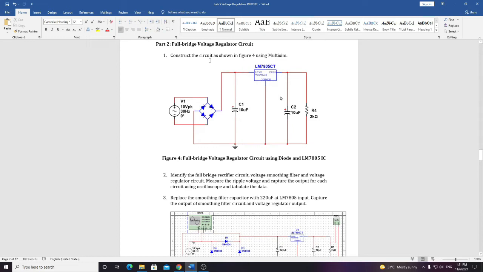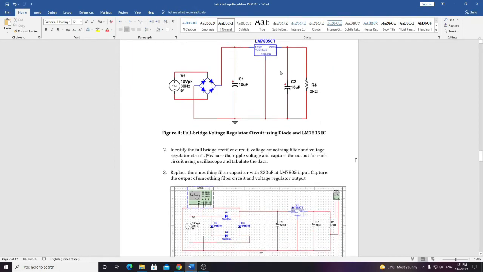I'm going to show you Part 2, which is the full bridge voltage regulator circuit. In this circuit, we have to construct a full bridge voltage regulator circuit using diodes and the LM7805 IC. First, we are asked to construct it, and the second step is to identify the full bridge rectifier circuit. The full bridge rectifier circuit is the diode one. The voltage smoothing filter is C1, and the voltage regulator circuit is the LM7805CT.